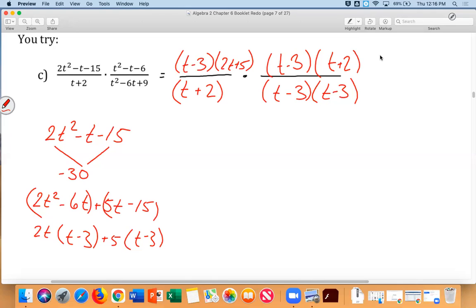Leah, do you see what I was saying? That there was like a t or a 2 missing. All right, now let's cancel. t plus 2, t plus 2. t minus 3, t minus 3. My whole answer is just 2t plus 5. Everything else cancels.